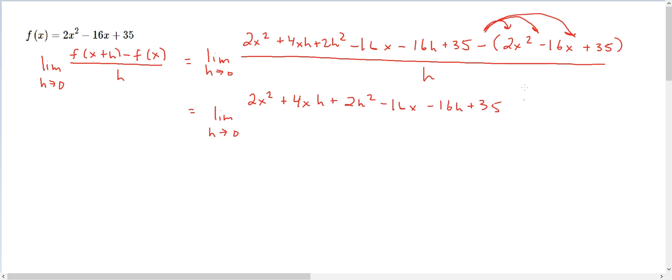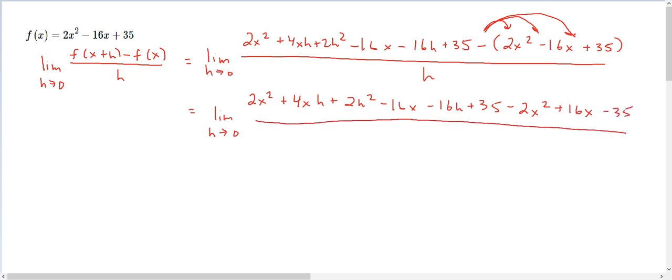Since we're distributing this minus, it's going to be a minus 2x squared. Minus times negative 16x is plus 16x. And a negative times a positive is going to be a minus 35. And this is all going to be over h.